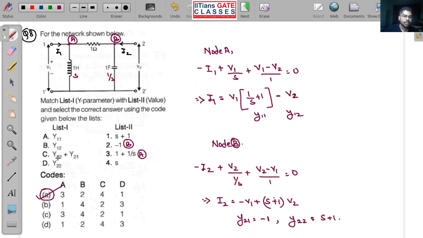So what is C? Y22 plus Y21. So Y22 plus Y21 is S. So C will be 4. You can see you are getting the same result in option A. And what about Y22? Y22 is S plus 1. So this one number is D. So you can check also option A, each of this, but why to waste time in examination? After this only you are seeing, you are getting the result, so no need to solve. Okay.